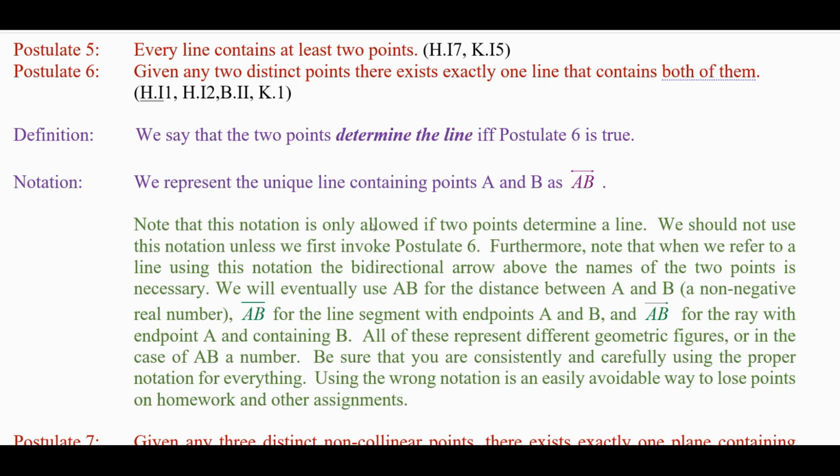Okay, notice we cannot use this notation for a line unless we first know that postulate 6 is true, or at least that for those particular 2 points, A and B, there is exactly one line containing them. There has to be a line containing them, at least one, and at most one line, exactly one line.